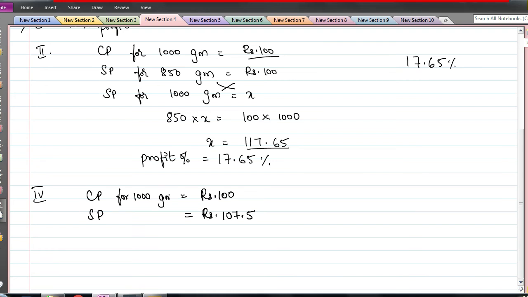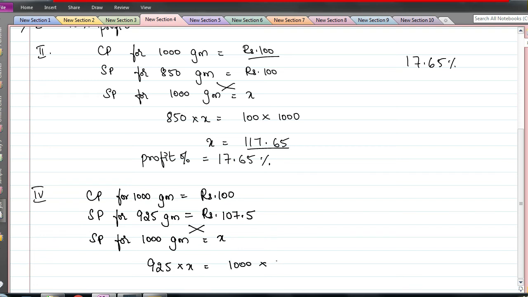And we are also reducing the weight by 7.5%. So selling price is not for 1000 grams. So 7.5% is 75 grams. That much is reduced. Therefore, this is 925 grams. So let us find out what is the selling price for 1000 grams. So this is 925 into X is equal to 1000 into 107.5. On simplifying, we will get 116.2, which means profit percentage is selling price minus cost price, which is 16%.